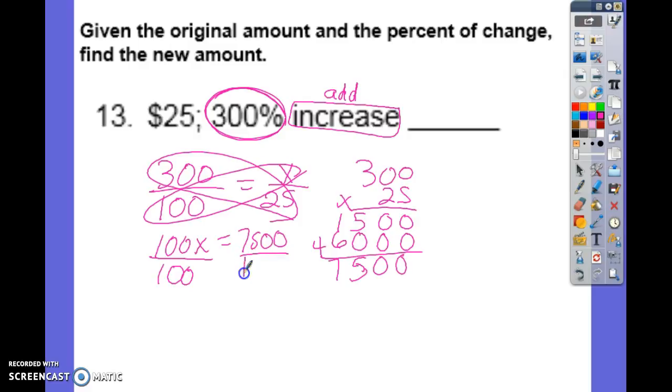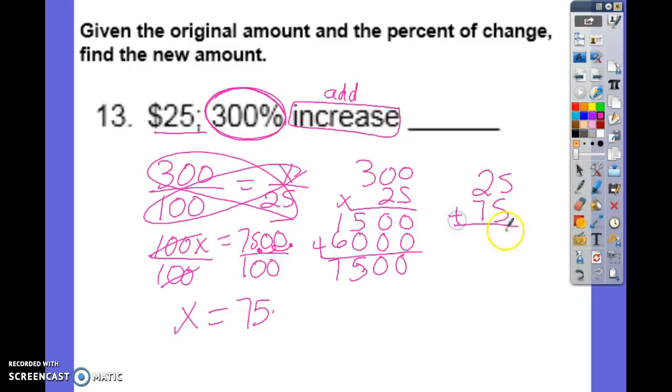We divide both sides by 100. Remember, when you divide by 100, your decimal moves 2 places to the left. So you get x equals 75. Now that's not a percent because we were finding 300% of 25. So since we have 300% of 25 is 75 and it is an increase, we're going to need to add that to the original amount. So we had $25 to start with. We found the 300% increase, which was $75, and we will add it because it is an increase, and we will get $100. So $25 after a 300% increase is $100.